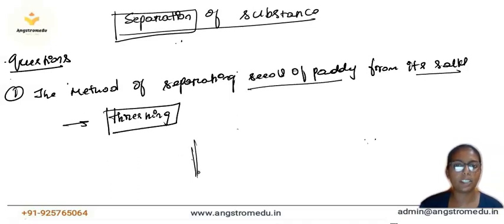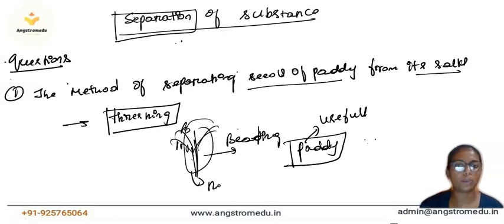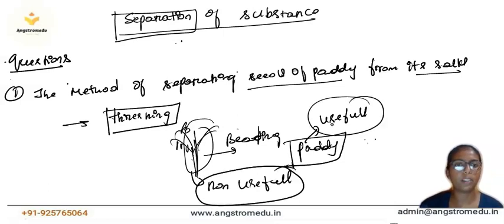As already said, these are the paddy plants, which consist of the paddy in them. After beating the paddy stalk, we get pure paddy. Here this is the useful part, and the left out stalk is the non-useful part. So we separated the non-useful thing from the useful thing.